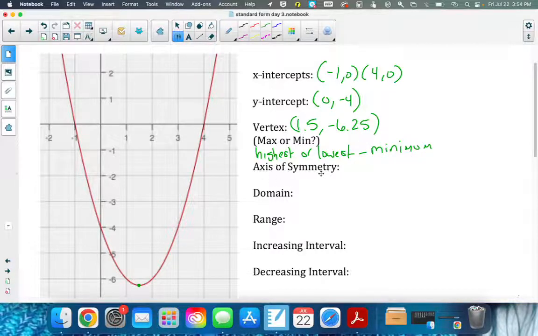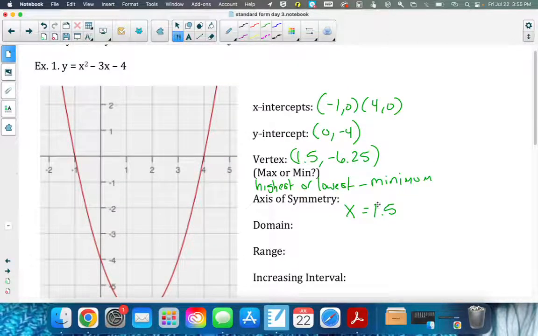All right, your axis of symmetry, we've already done this before. It's always x equals whatever the x value of your vertex is, so 1.5, and I can prove that if you need to use the formula. Remember, the formula is -b divided by 2a, so that's going to be +3 because we changed the sign, divided by 2 times 1. Well, 3 divided by 2 is 1.5.